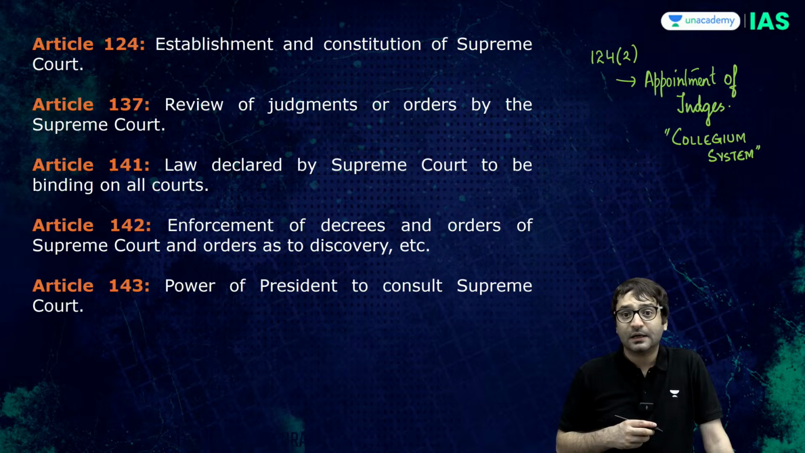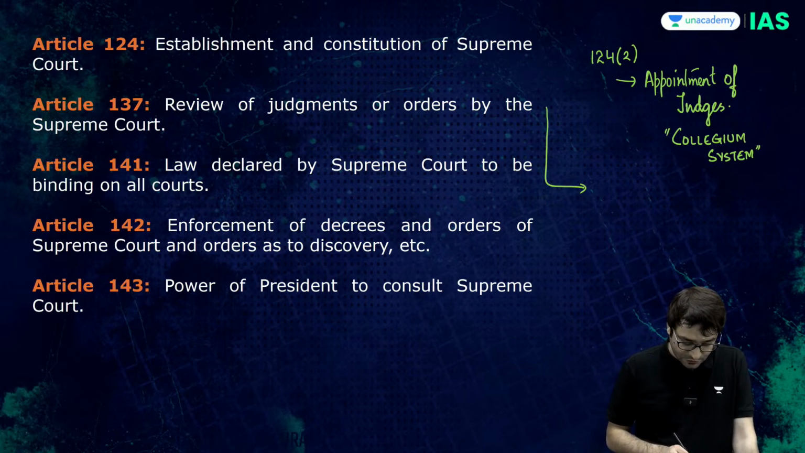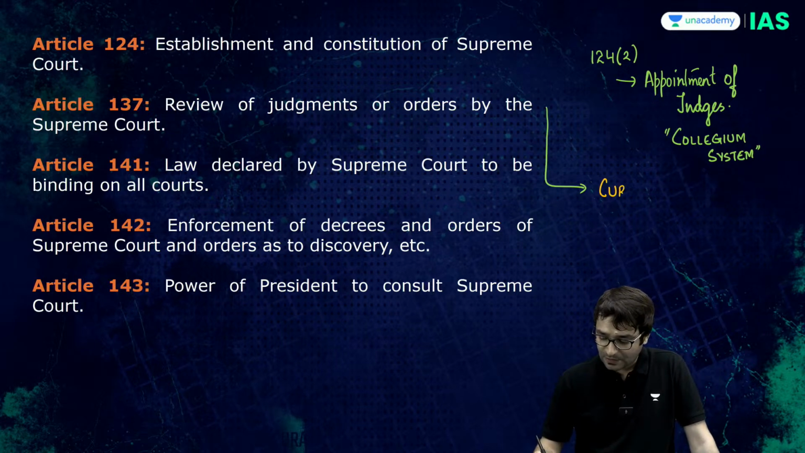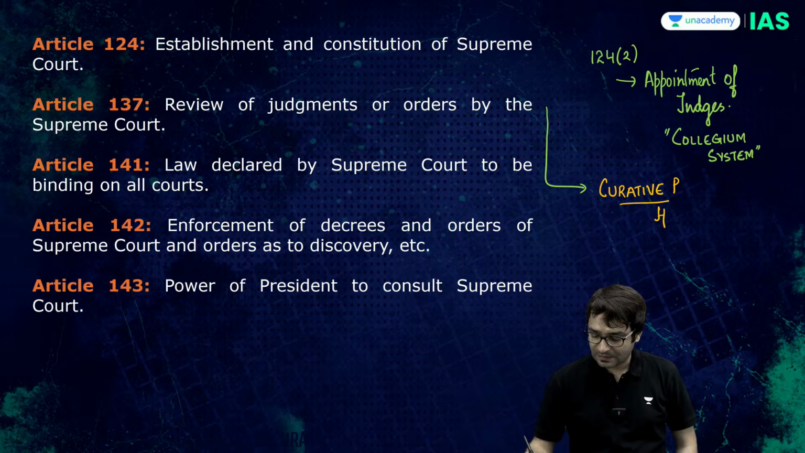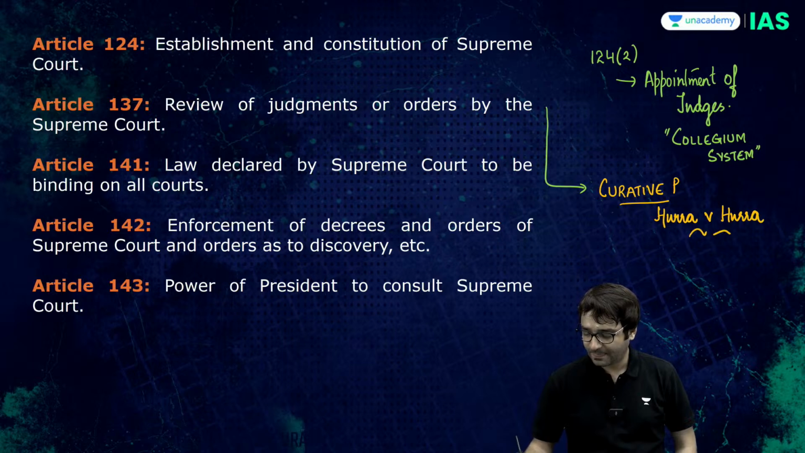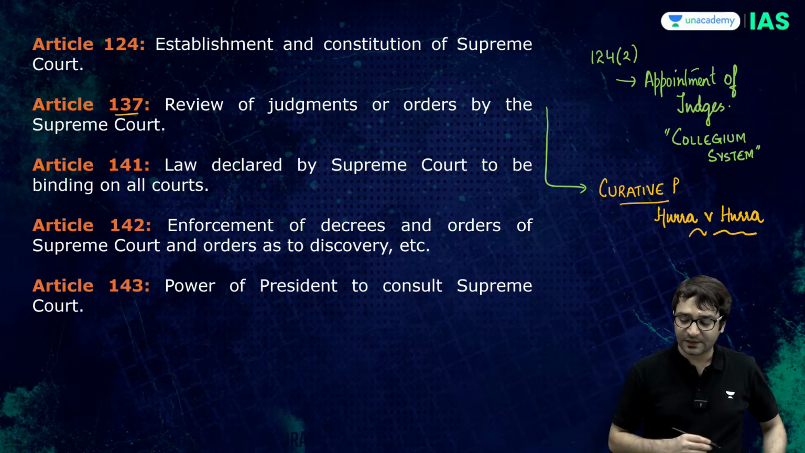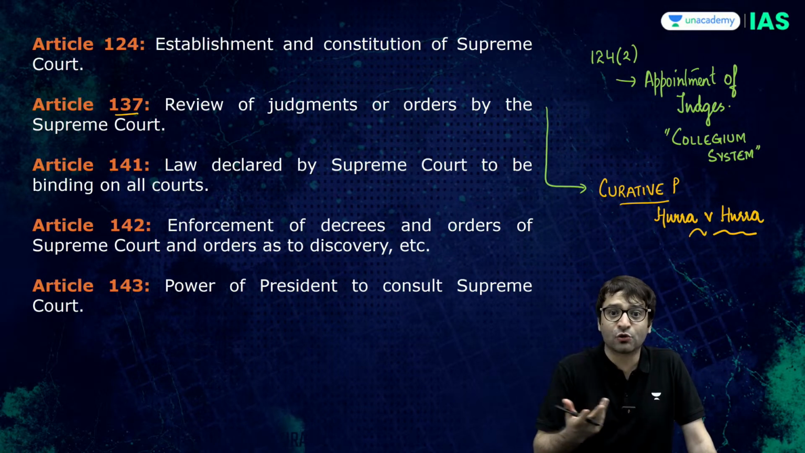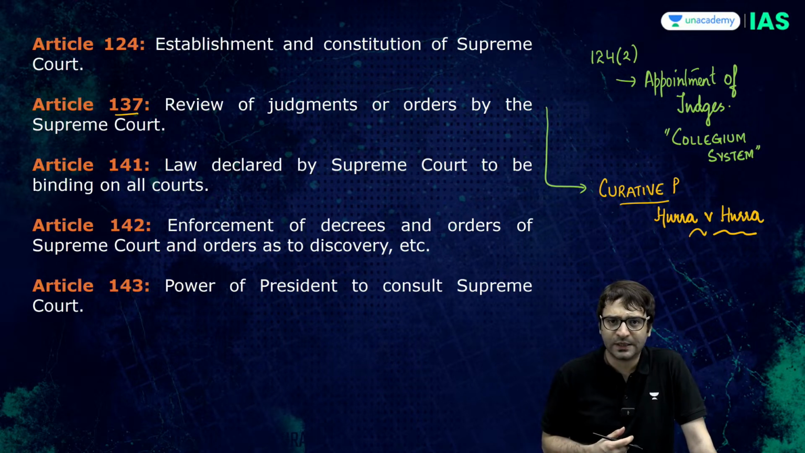Okay, so that is Article 124, which talks about the establishment of the Supreme Court as well as the appointment of judges. Review petitions also have been in the news. Not just review petitions, we have seen curative petitions also in the news. But curative petition is something which is not mentioned in the Constitution. It was innovated by the Supreme Court in the famous Hurra versus Hurra case. But review petitions are mentioned under Article 137. Power of the Supreme Court to review its own judgments. That is mentioned. But curative petition is not mentioned. It's an innovation of the judiciary in 2000.